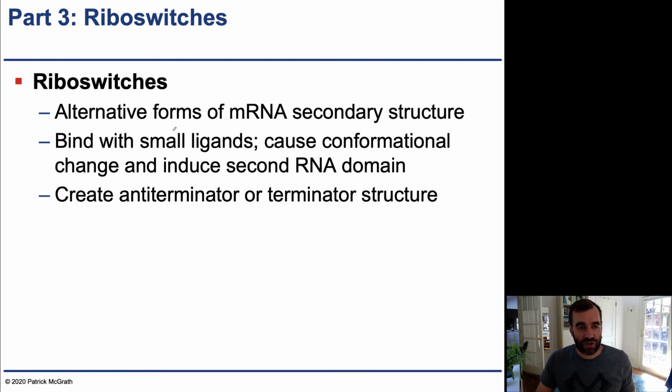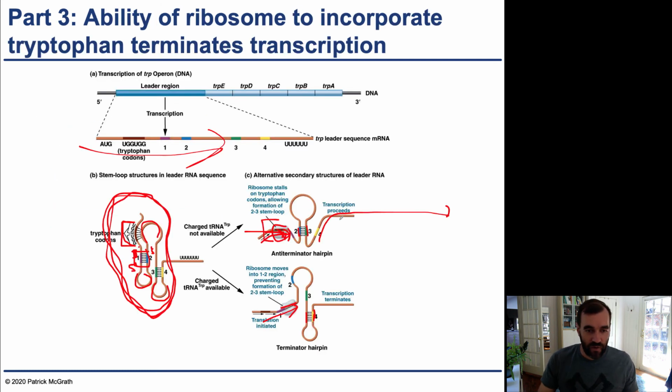Riboswitches have alternate forms of mRNA secondary structure. This alternative formation either creates an anti-terminator or a terminator structure. So the mRNA either terminates early before it has transcribed the genes, or it is able to extend throughout the entire operon and create the genes. For tryptophan, what controlled this secondary structure was the ribosome, the ability of the ribosome to move through or not move through the leader sequence.